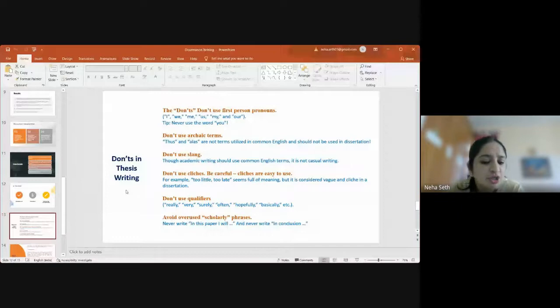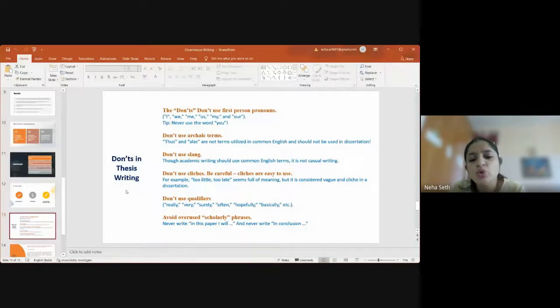Then we should not use qualifiers like really, very, surely, often, hopefully, basically, etc. We should avoid using these words as well. Then avoid overused scholarly phrases like in this paper I will, in conclusion, at the end. Avoid these kinds of scholarly phrases.